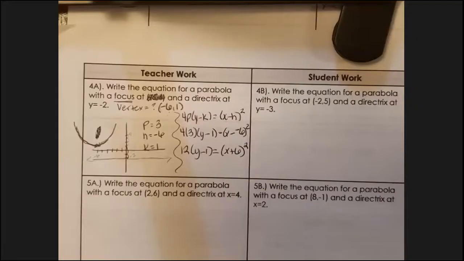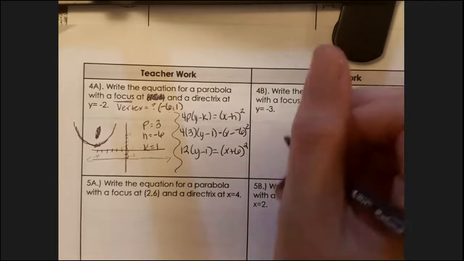All right, so you are going to go over here to 4b. It says write the equation for a parabola with a focus at -2, 5 and a directrix at y equals -3. So go ahead and take a few minutes and work that out. I encourage you to graph your equation so that you can check your answer and make sure that you got the right equation, and then come back and check your work.